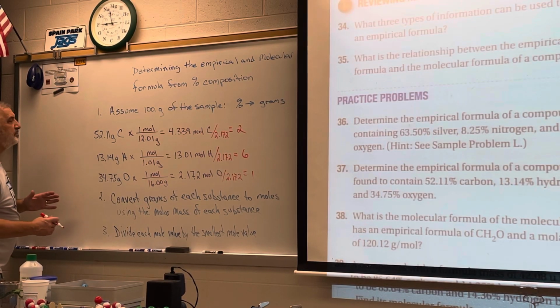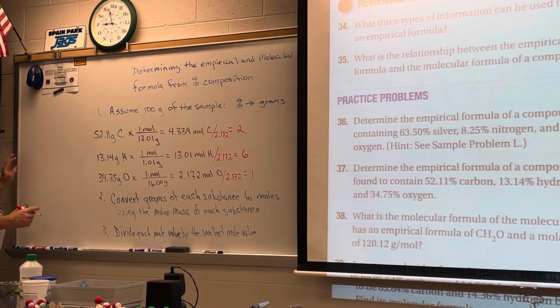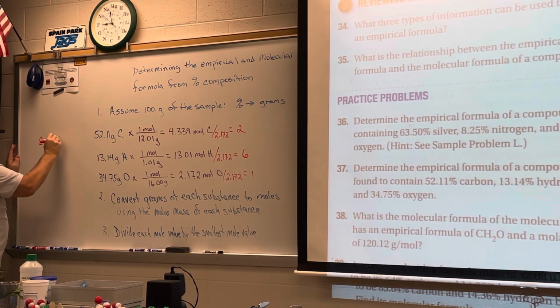Okay, so what would my empirical formula be on this? C2H6O. Which, more than likely, we would rewrite, or we could do the Lewis dot structure to make it look like this. C2H6O, but it's going to look like this. Anybody recognize what that is? We just did it in one of our activities.